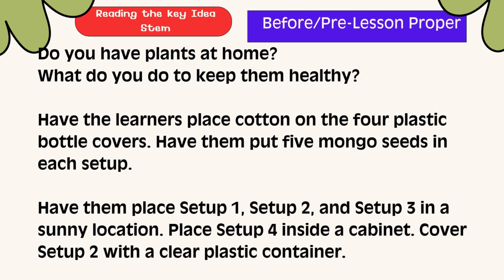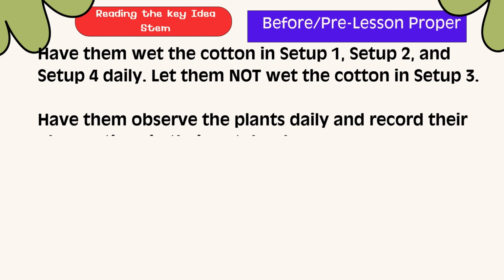Have the learners place cotton on the 4 plastic bottles. Have them put 5 mango seeds in each setup. Have them place setup 1, 2, 3 in a sunny location and setup 4 inside the cabinet. Cover setup 2 with a clear plastic container. Have them wet the cotton in setup 1, 2, and 4 daily. Let them not wet the cotton in setup 3. Have them observe the plants daily and record their observations in their notebook.